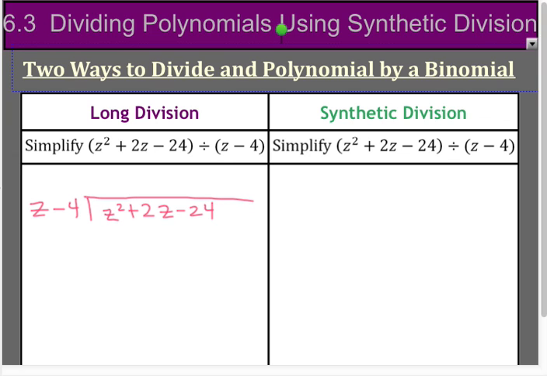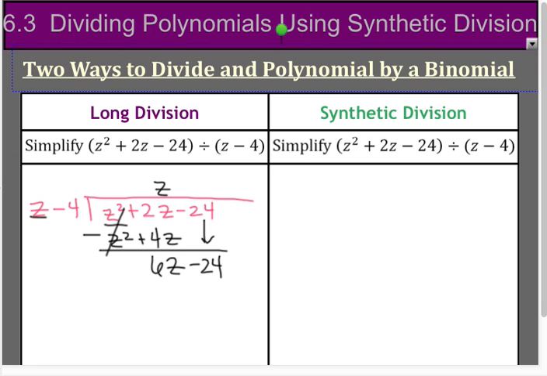So the first thing that I want to do is I want to say z times what will give me z squared? Well, z times z. Okay, so z times z is z squared, and then negative 4 times z is minus 4z. And I remember when we do this, we always subtract. Okay, so I'm just multiplying each part by a negative 1. So this is 0, 2z plus 4z is 6z. Bring down the negative 24.